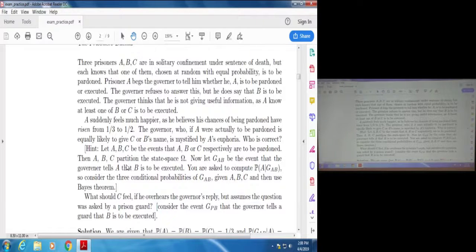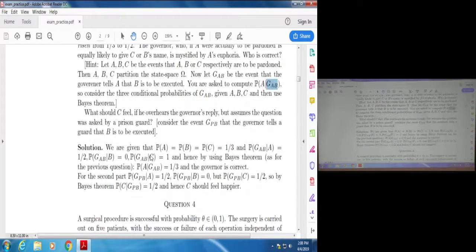We then define G of A, B as the event that the governor tells A that B is to be executed, and what we want is the probability of A being pardoned, given the governor tells A that B is to be executed. Okay, that's what you want to do. It's set out for you.